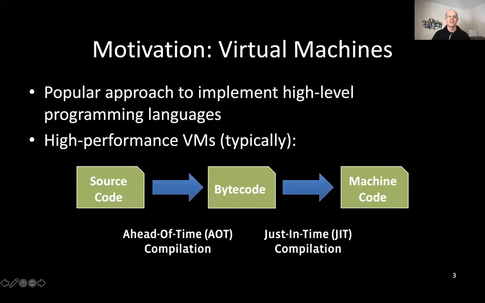Virtual machines have become a very popular mechanism to implement high-level programming languages. Typically, high-performance virtual machines compile the code in two steps. First, ahead of time, they compile the source code down to an abstract representation typically called a bytecode. Bytecode is what actually gets deployed, and then at runtime, this bytecode is compiled down to machine code via just-in-time compilation.